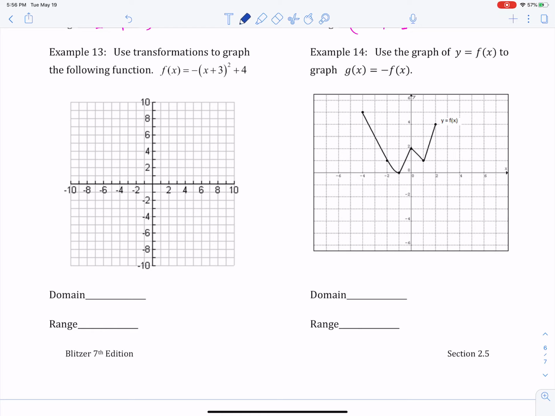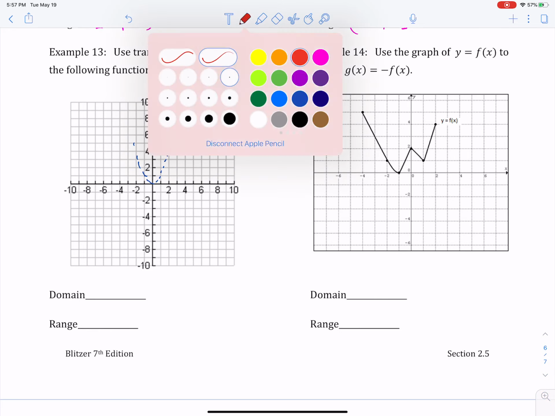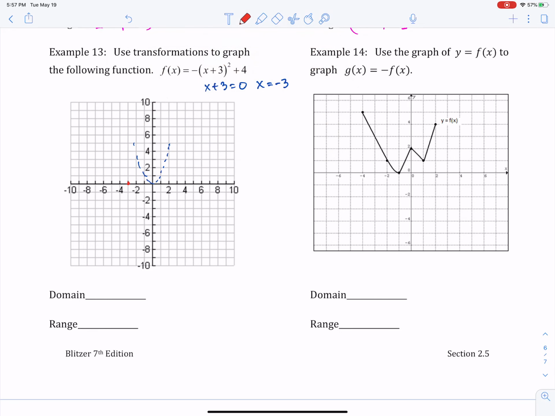So x plus 3 squared. So first of all, the x squared, this x squared here. Since it's plus 3, x plus 3 is going to be 0 when x is equal to negative 3. So my next shift is going to come to negative 3.